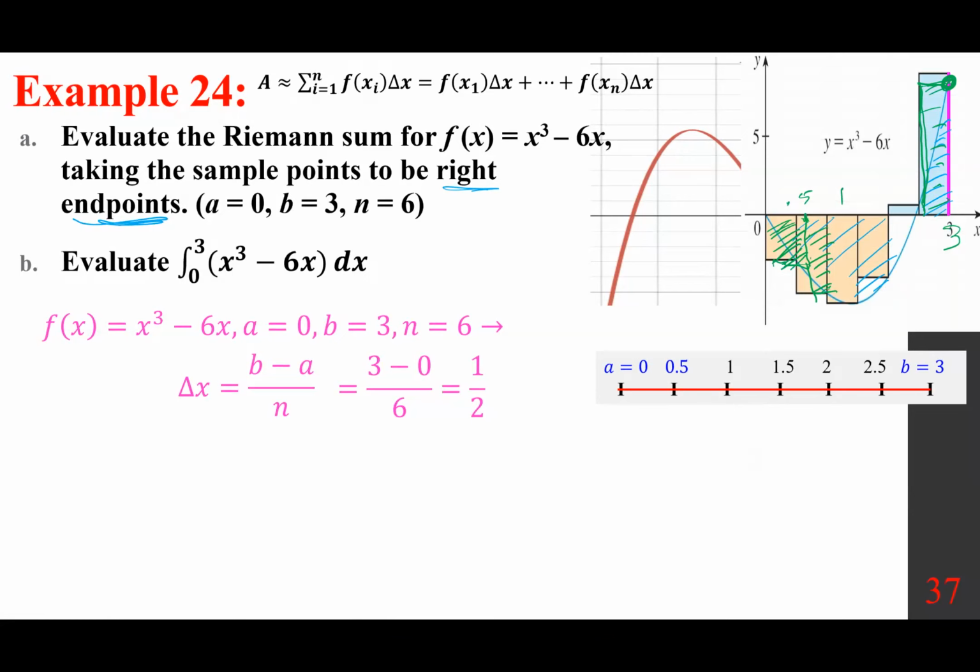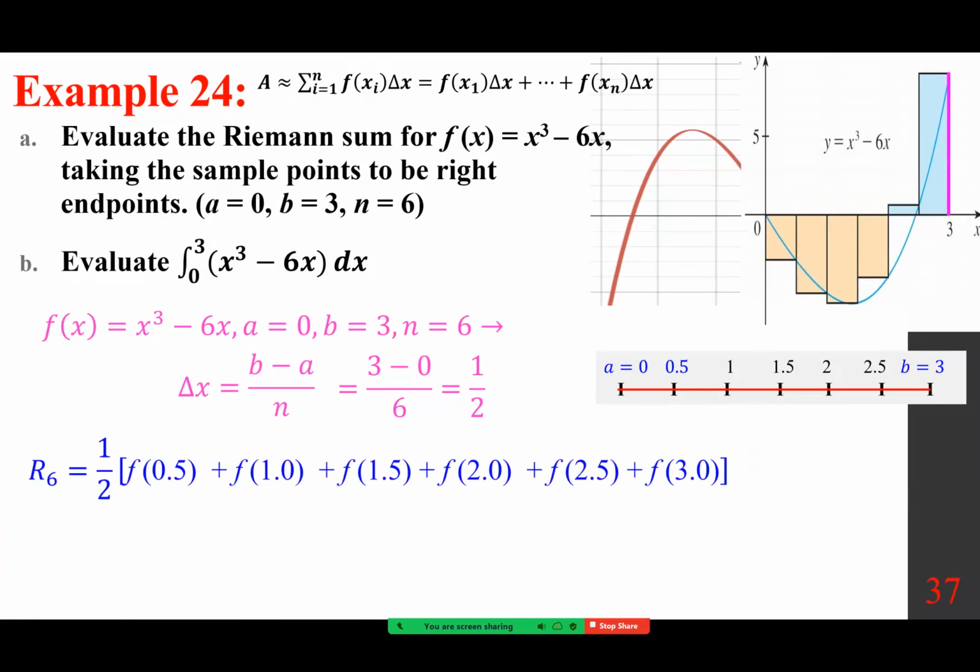Looking like that. Let me erase my mess. So it looks like that, okay? So 1/2 times f of 0.5 plus f of 1 all the way to f of 3. Now, just as an example, I'm going to show you one of them. If I calculate f of 1, it's 1 because that's actually easy.